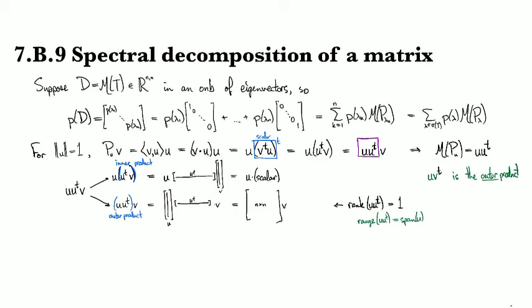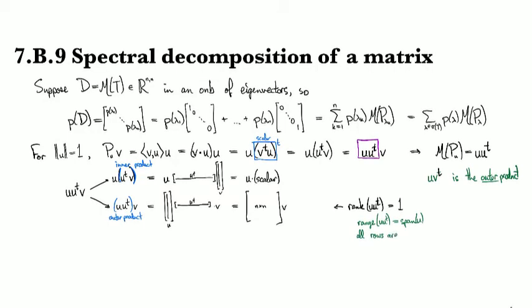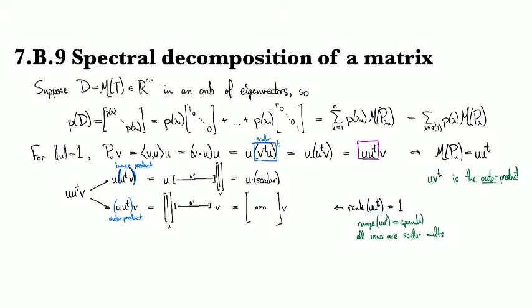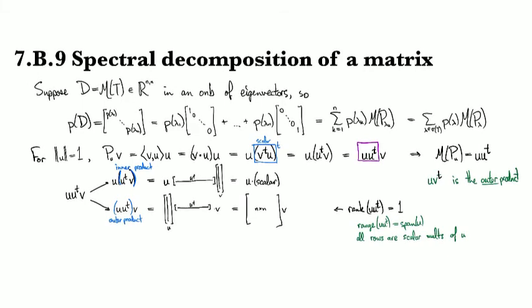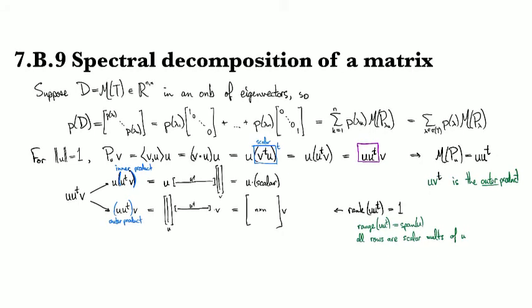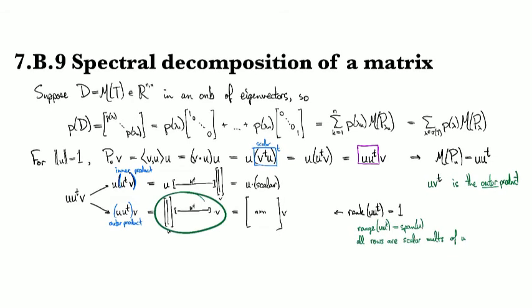And the other thing that you can look at, recalling your 206, is that all rows are scalar multiples of U. So when you do reduced row echelon form and use your row operations to simplify, you're only going to get one row left at the end because every other row is a scalar multiple of it, just by the shape of this multiplication right here.